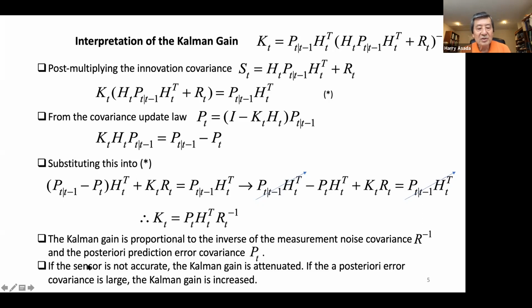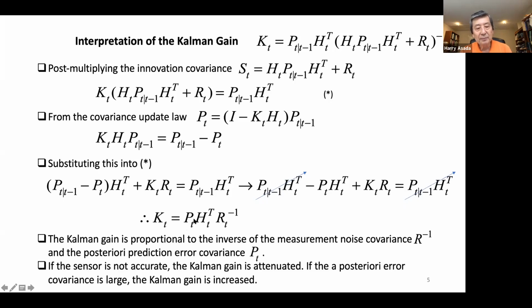If the sensor is not accurate, like in the last night's presidential debate, where someone said all kinds of inaccurate statements, if you hear that kind of inaccurate sensor signal, you take it with a grain of salt, right? So we attenuate the Kalman gain KT, which lowers the correction that you make. If there's a very reliable sensor, reliable information, you take it more, right?